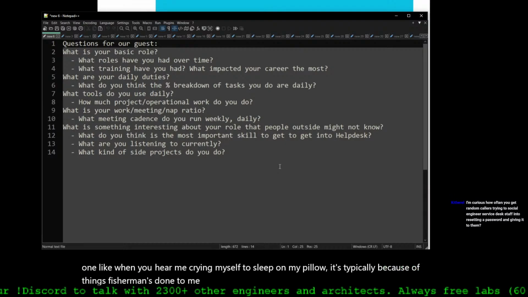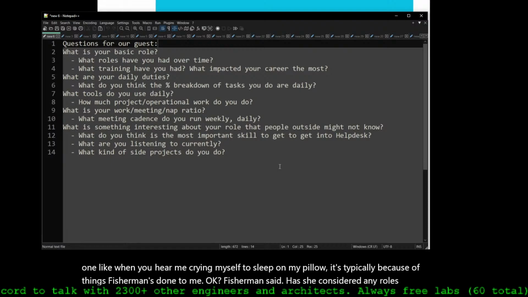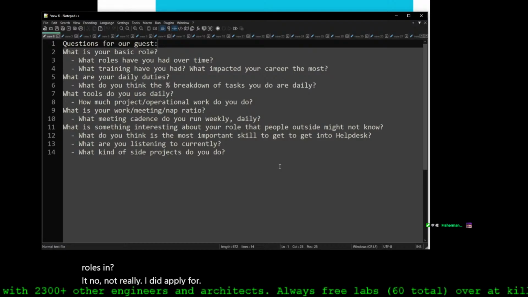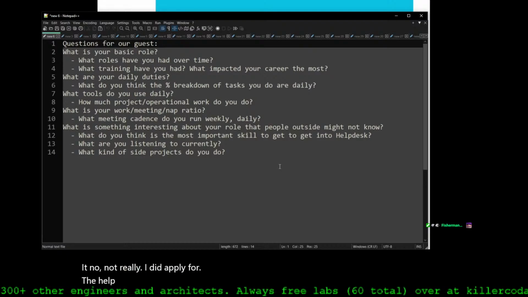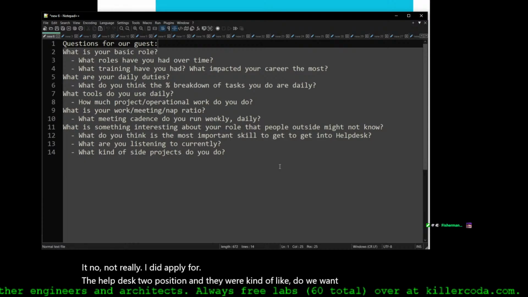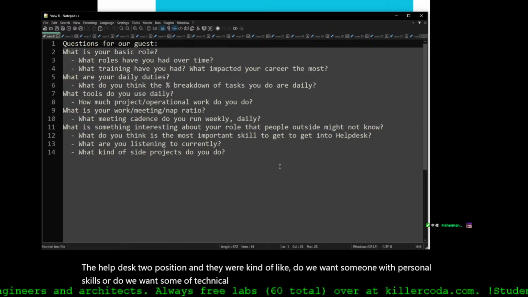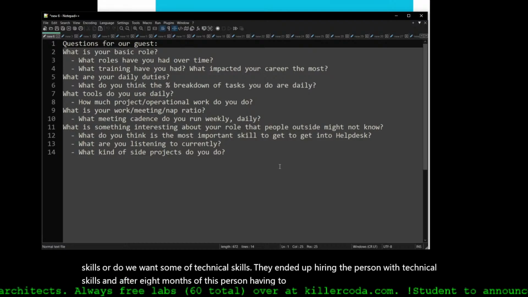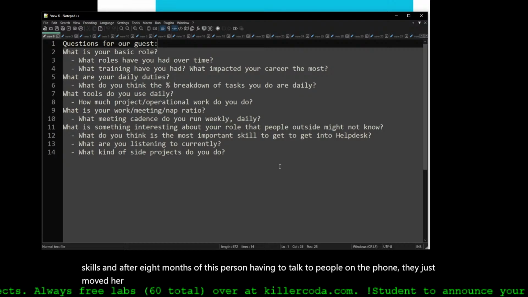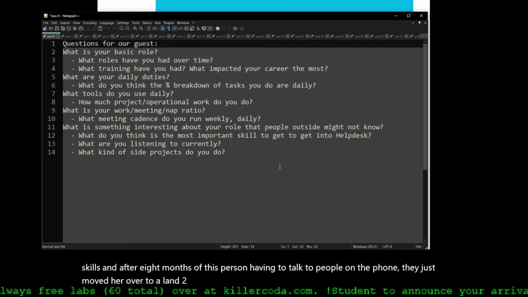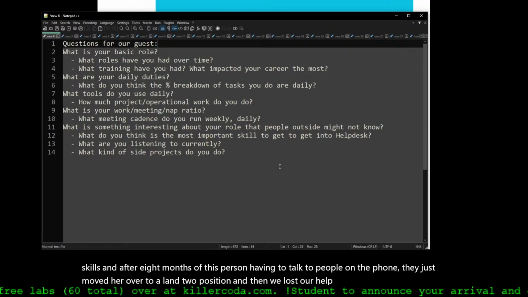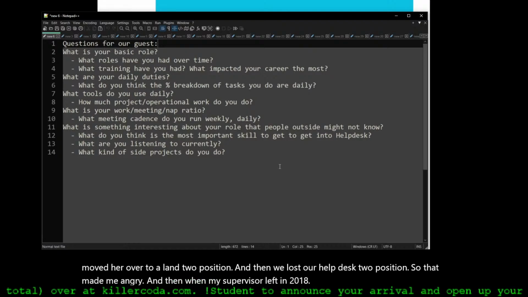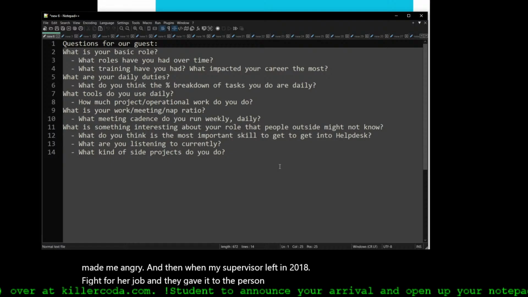Okay, Fisherman said, has she considered any other roles in IT? No, not really. I did apply for the help desk 2 position, and they were kind of like, do we want someone with personable skills or someone with technical skills? They hired the person with technical skills, and after 8 months of this person having to talk to people on the phone, they moved her over to a LAN 2 position, and then we lost our help desk 2 position, so that made me angry. And when my supervisor left in 2018, I applied for her job, and they gave it to the person who had been there a few months. Maybe it's my attitude. I don't know.